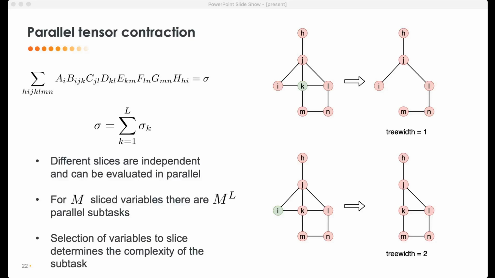We can select some subset of l variables, fix their values, and this will produce m to the power l independent subtasks. However, different choices of these sliced variables will produce subtasks of different complexity. For example, if we parallelize over variable k, as was done before, then the graphical model of the subtask will have tree width 1, as it is a tree. But if we parallelize over variable i, then the resulting graph will have tree width 2. So the subtasks will be harder to evaluate.